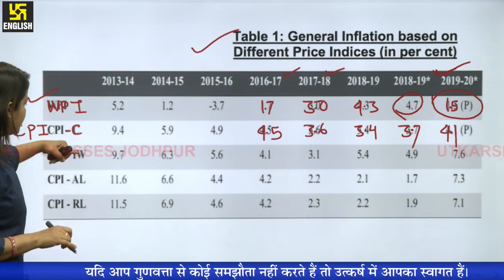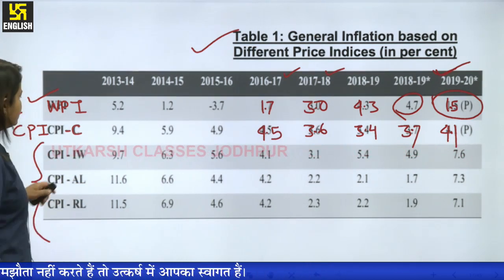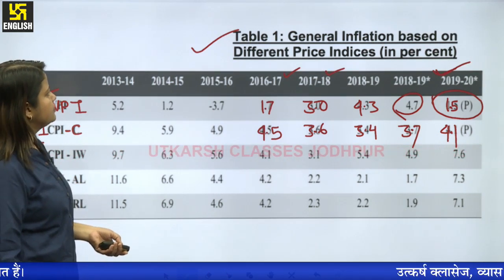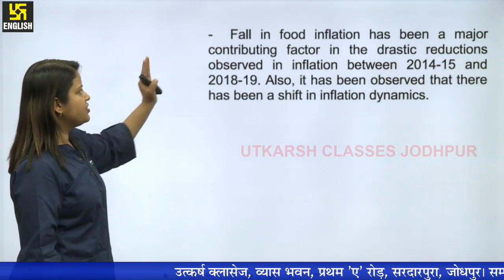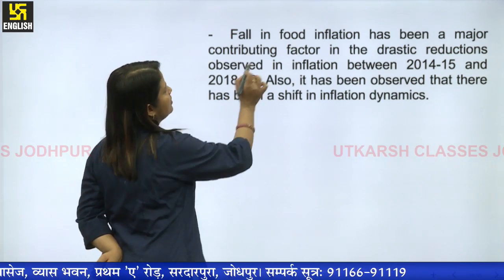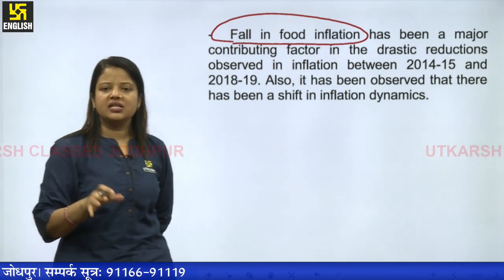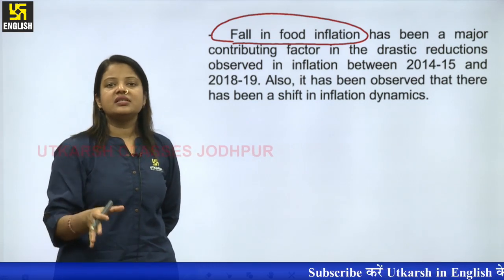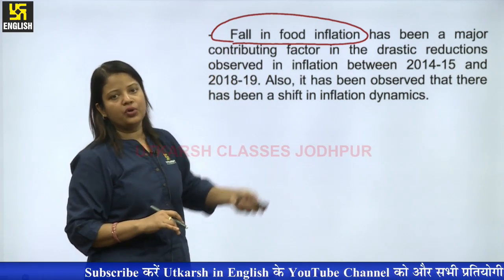CPI for industrial worker, agricultural labor and rural labor: these are the three different datasets. Fall in food inflation has been a major contributing factor in the drastic reduction observed in inflation. It is observed that there is a fall in food inflation in the second quarter of 2019-20. In the first quarter of 2019-20 there was an increase in food prices, but in the second quarter of the year there was a fall in food inflation.